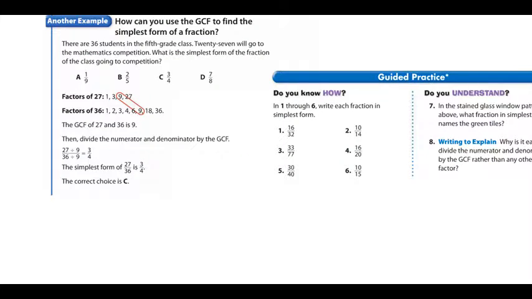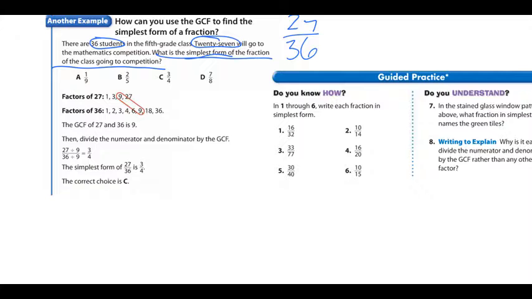In the previous lesson, you learned about greatest common factor, and it says, how can you use greatest common factor to find the simplest form? Okay, so let's look at this story problem. It says, there are 36 students in a 5th grade class. 27 will go to the math competition. What is the simplest form of the fraction of the class going to the competition? Okay, so obviously I know it's 27/36.